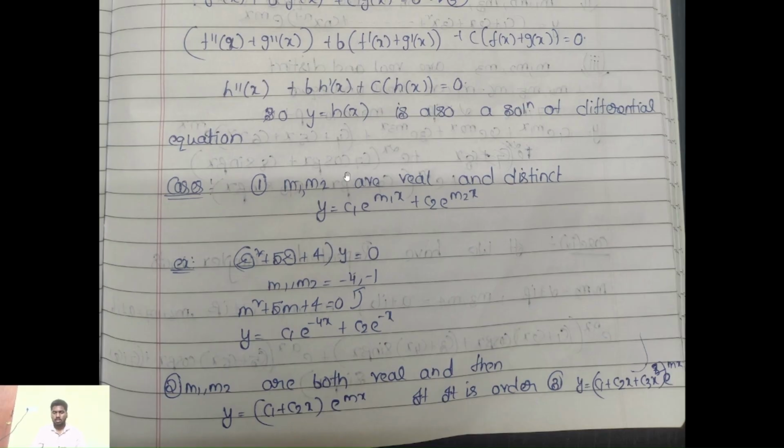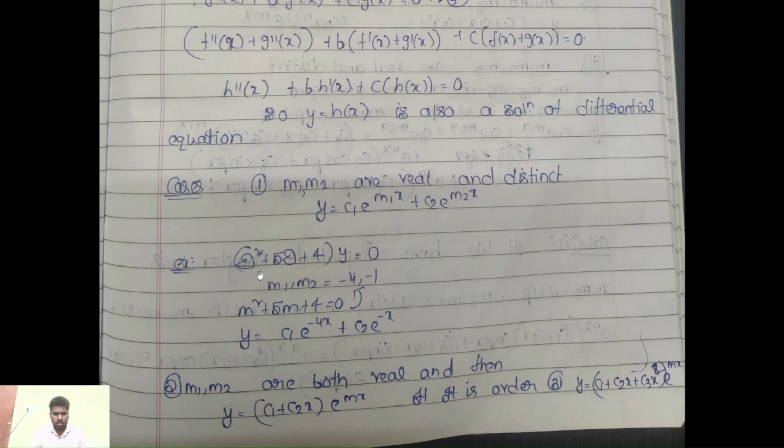So first case, if m1 comma m2 are real and distinct, I can write directly c1 into e power m1x plus c2 into e power m2x.